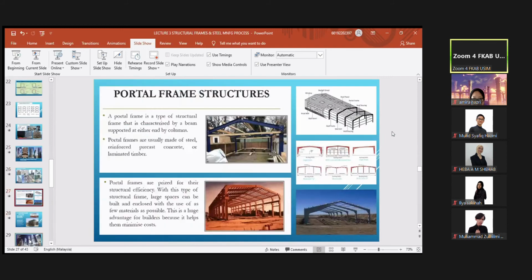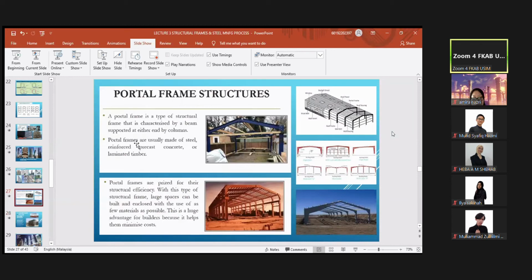Okay, what's next? This is portal frame. I mentioned portal frame just now. Portal frame is a type of structural frame that is characterized by a beam supported at either end by columns. Beam, column, beam, column. This is maybe a perimeter beam. This one is another column. Sometimes if the span is too long, then probably they have some columns. If not, it is like having a column at the back.